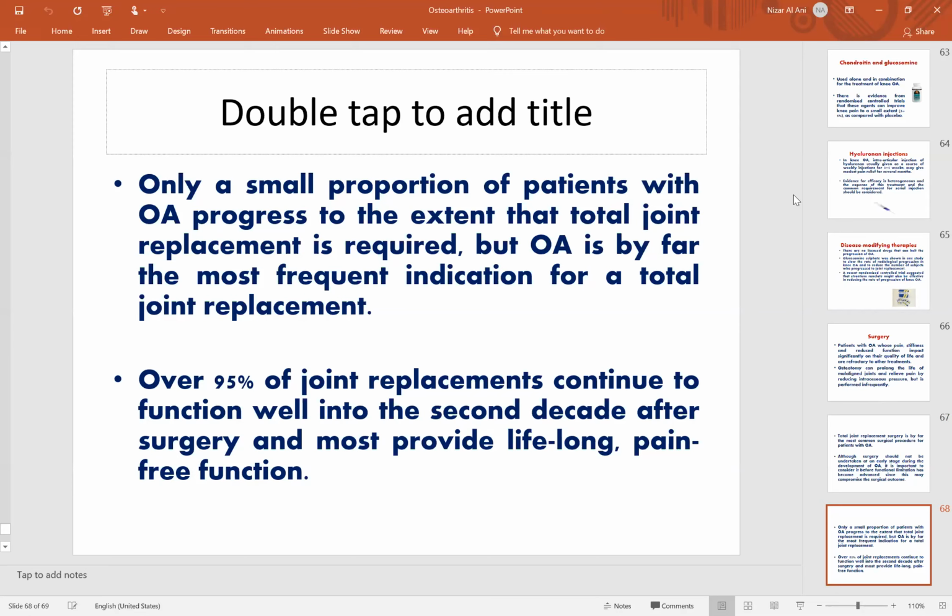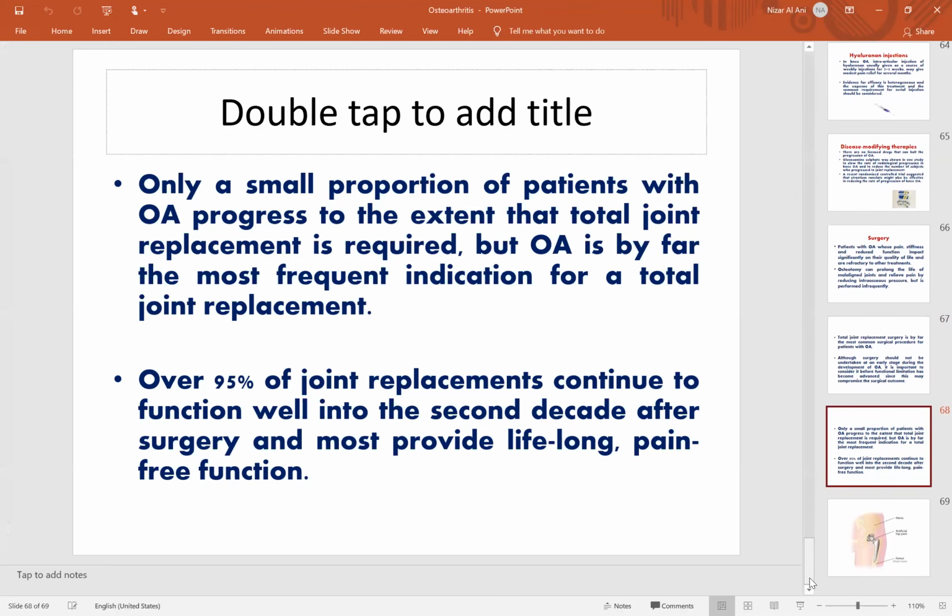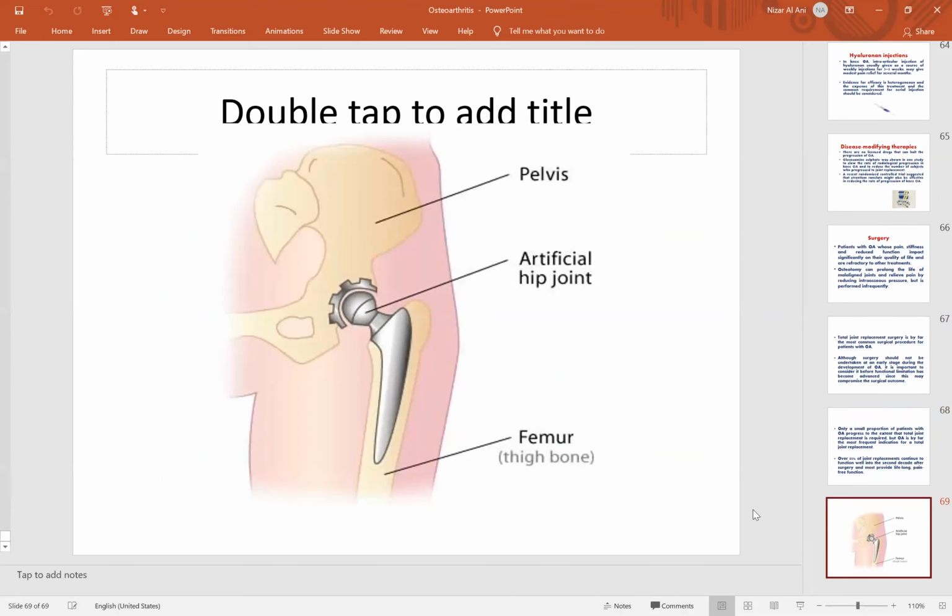Still, osteoarthritis is the most frequent indication for a total joint replacement, whether knee or hip joints. Over 95% of joint replacements continue to function well into the second decade after surgery, and most provide lifelong pain-free function. This is the prosthetic joint.